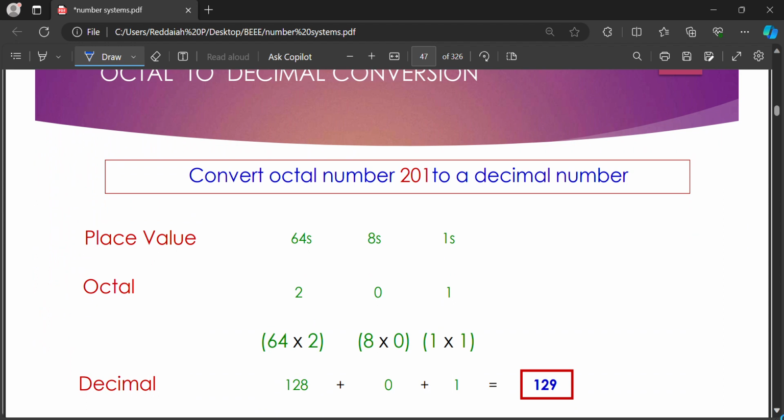Similarly, convert octal number 201 to a decimal number. How to convert 201 to a decimal number? If you want to convert to decimal, we have to write 8 power 0, 8 power 1, 8 power 2. We have to multiply 8 power 0 by 1, 8 power 1 by 0, and 8 square, which is 64, by 2, like that. In decimal, you will get 129. If you want to convert this back, again it is divided.